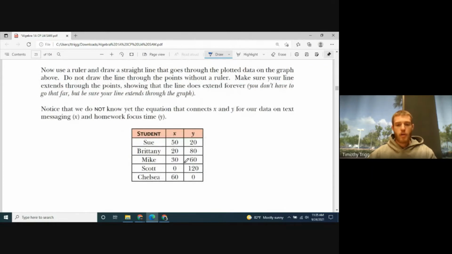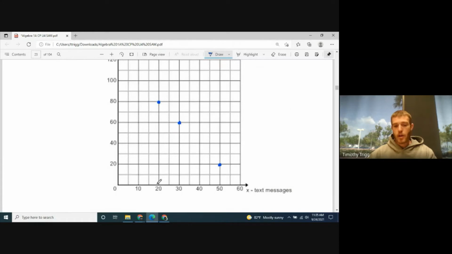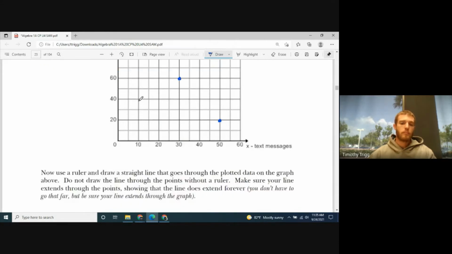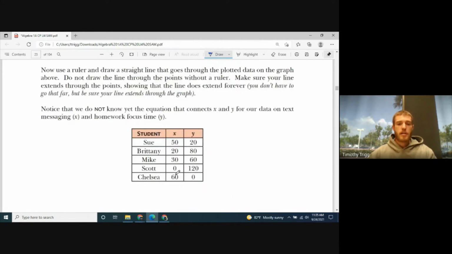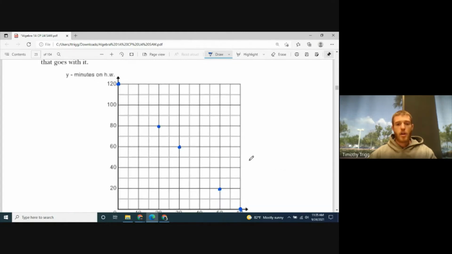For Scott, 0 comma 120. So 0 on the x, so not going anywhere to the right, and then 120 on the y. And then Chelsea, 60 text messages, 0 minutes of concentration. Okay, great. And as you can see, all 5 of these points form a straight line, don't they? Okay, so let's go ahead and make that straight line.